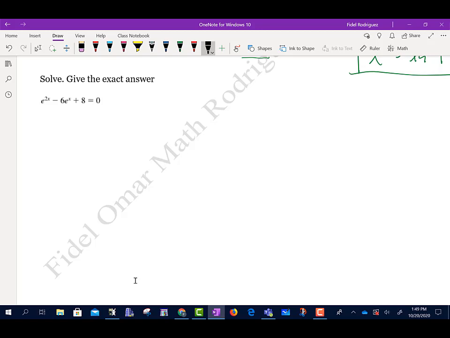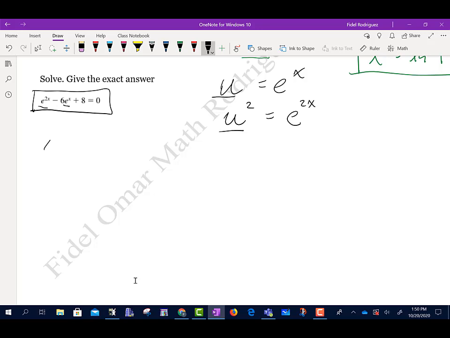And we solved equations that were quadratic in nature. And we would say, let's let u be equal to the middle part. So u is going to be e to the x. So that would tell me that u squared would be e to the 2x. Okay. So now I'm going to rewrite this problem using the letter u.